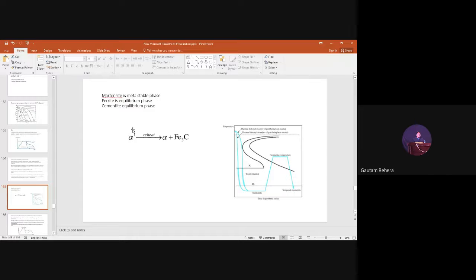Just look at this one. What is this? Martensite. Martensite is which phase? Metastable. What are these phases? Stable, equilibrium phases, right? What exactly are we doing? We are raising the temperature, then holding it. So why are we raising the temperature and what kind of reaction is happening? Which kind of transformation is this?